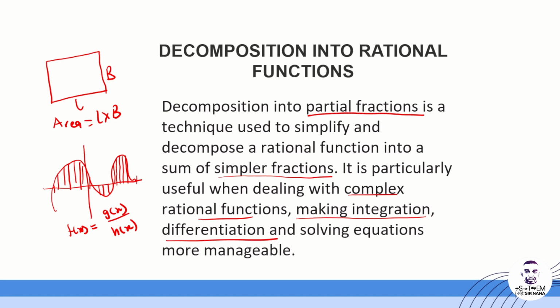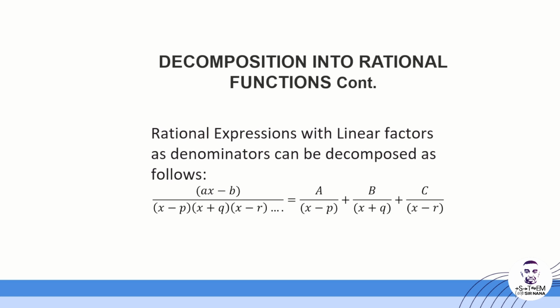And when we are decomposing rational functions, we consider the denominator, or how the expression of the denominator looks. So we say that when we have an expression where the denominator has linear factors that are not repeated, for instance, x minus p, x plus q, x minus r, we express them as A over one factor plus B over another factor plus C over another factor.